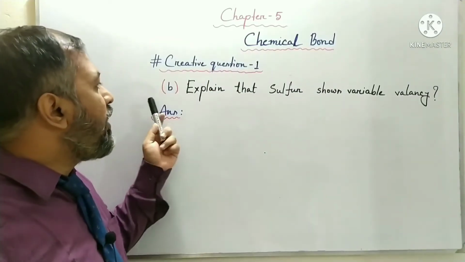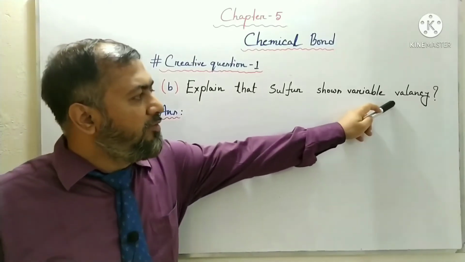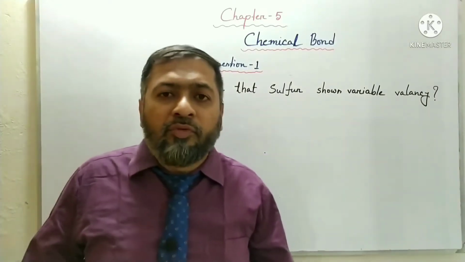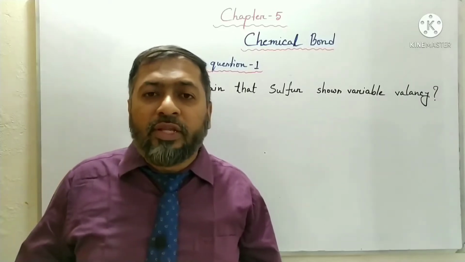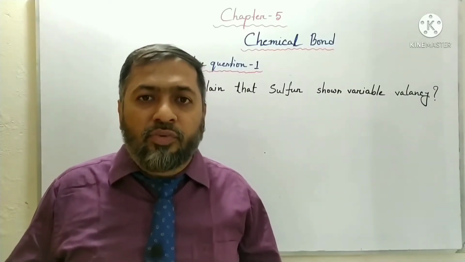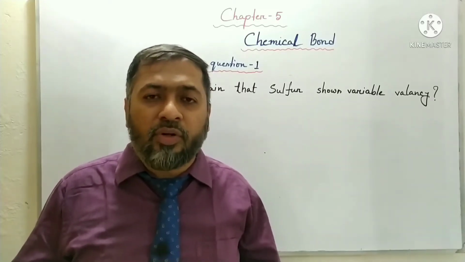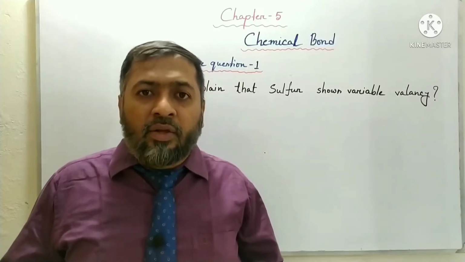Come to the creative question 1, question B. Explain that sulfur shows variable valency. Now, before going through the answer, first of all, we need to know what actually variable valency is. There are some elements which show more than one valency while forming chemical bonds with other elements.